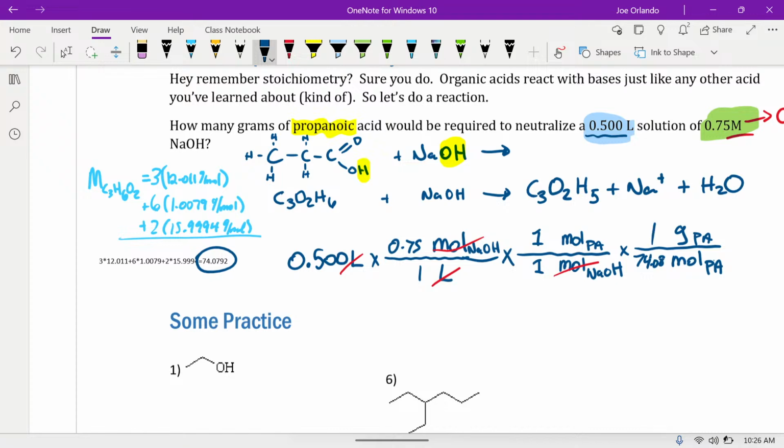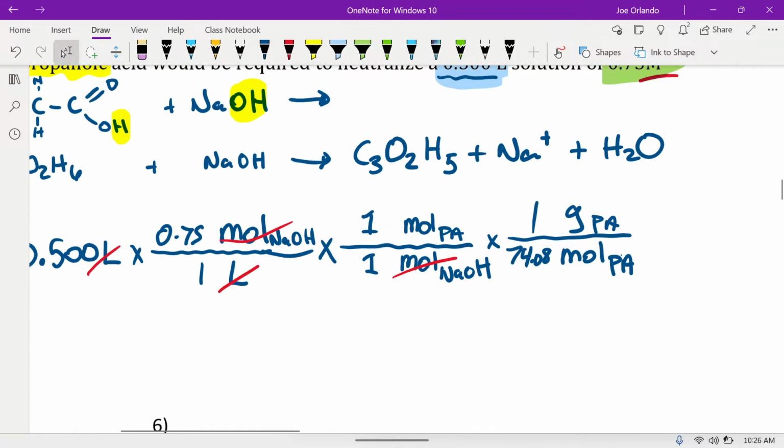Cool. Got it. What do you mean no? No, it goes on top. You want to find the grams, so it goes on top. I did put grams on top. No, the number is the grams, 74.08 grams of propanoic acid per mole. Yeah, good. Right? You have to always make sure it's going where it goes. And I'm going to round that to 0.08 because that's plenty.